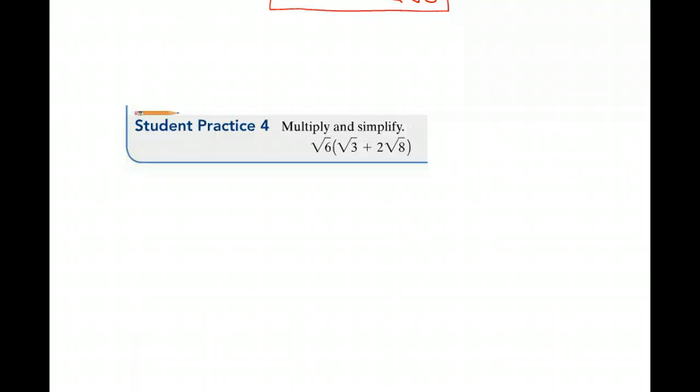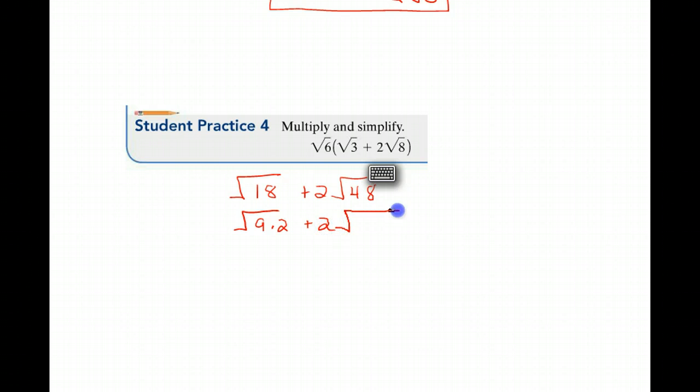Okay, by now you should have had an opportunity to complete student practice 4, and you should have started by distributing in root 6. Root 6 times root 3 makes root 18, and root 6 times 2 root 8 makes 2 root 48. At this point, we want to try to see if we can break our radicands into any factor that contains a perfect square. 18 can be broken into 9 times 2, and 48 can be broken into 16 times 3.